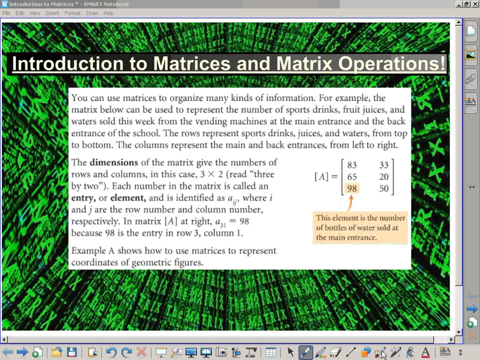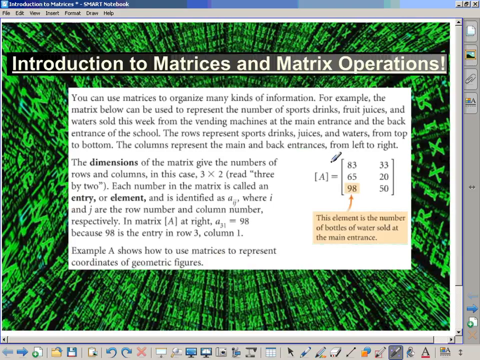It says here on this page that a matrix can be used to organize information. An example that you might see with a matrix would be a table of values or a spreadsheet. In this matrix, it says that the matrix represents the number of sports drinks, fruit juices, and waters sold this week from the vending machines at the main entrance and the back entrance of the school.